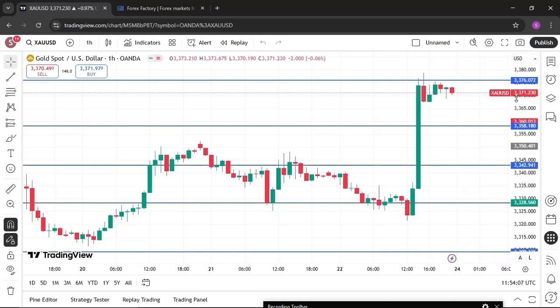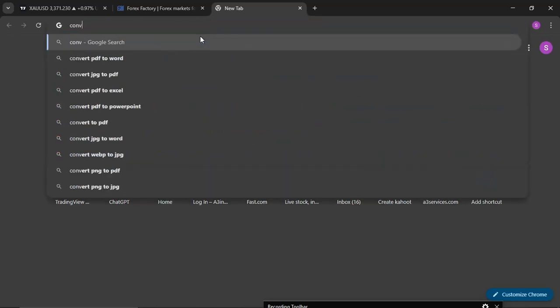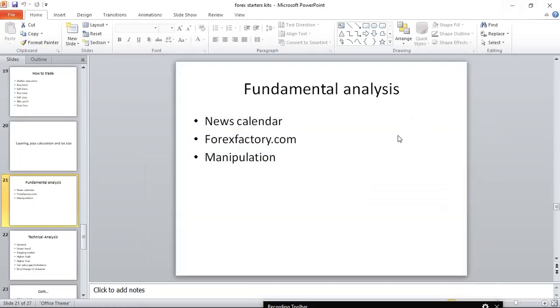Now, the price of gold is $3,371.2. Now this is per ounce. Each ounce of gold is this amount. Now let's convert ounce to gram. I know the number, but I want to confirm to you from Google. Let's say convert 1 ounce into gram. You see 28.3. 1 ounce of gold is 28.3 gram.